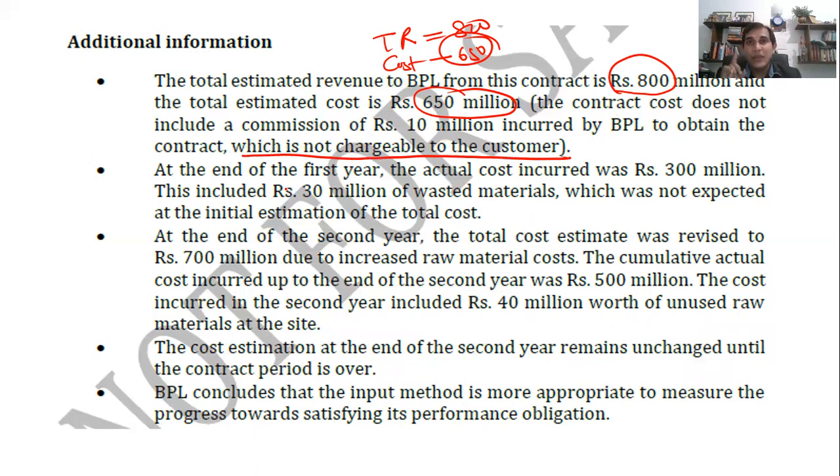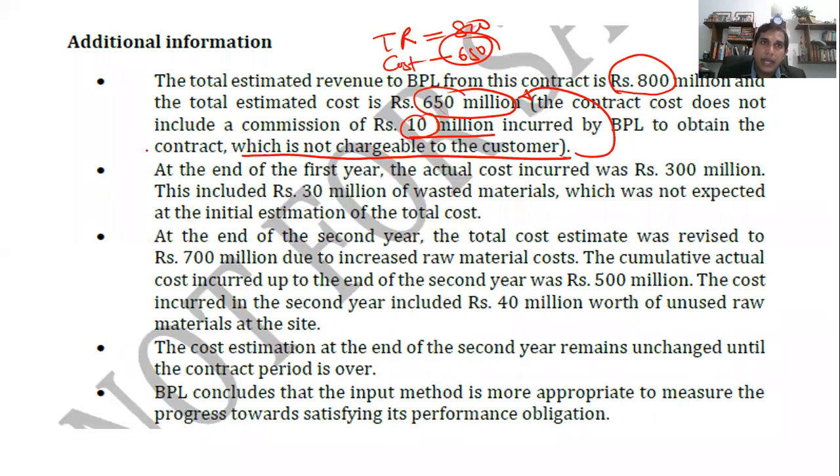Now you can think whether that particular 10 million could be taken as a part of the cost of this contract or not. That 10 million cannot be chargeable to the customer. That's purely an expense to BPL, right? So I will explain now by looking at this. I hope you can understand now. Excluding this 10 million, the estimated cost for this particular project is 650 million.